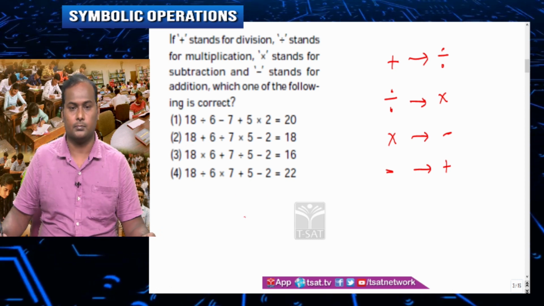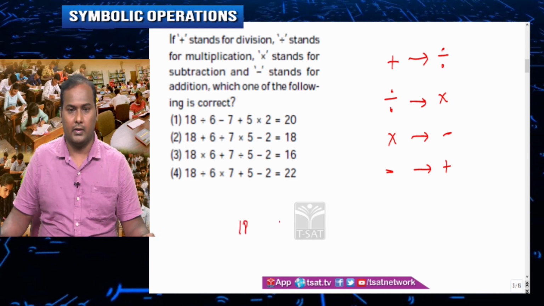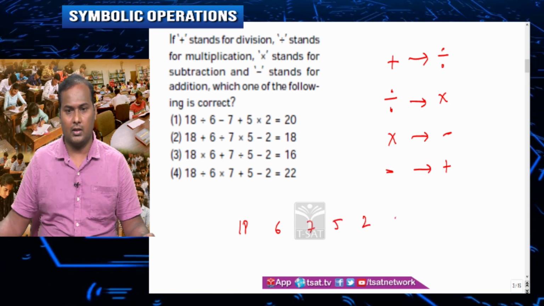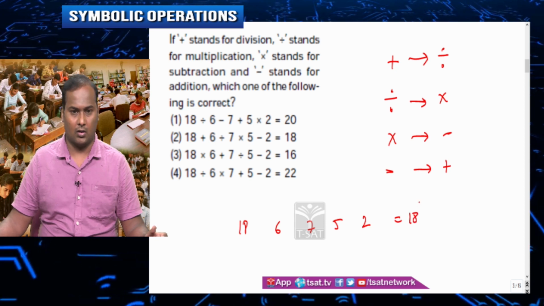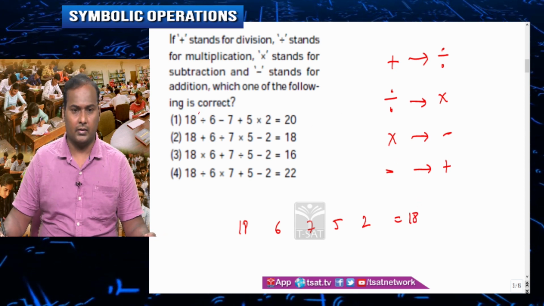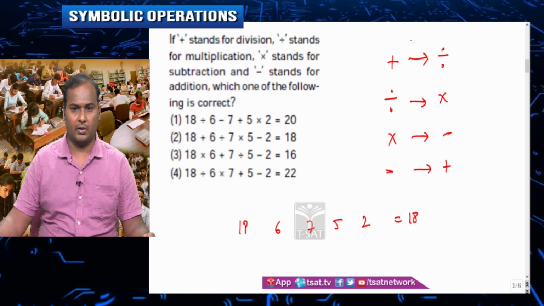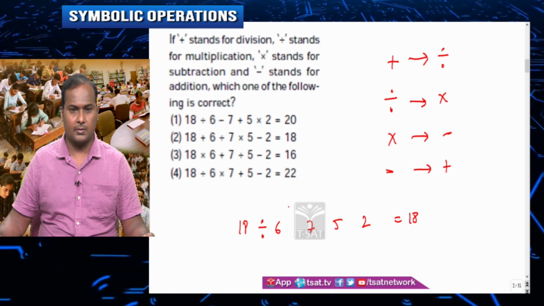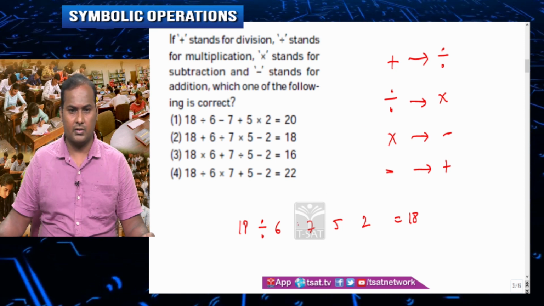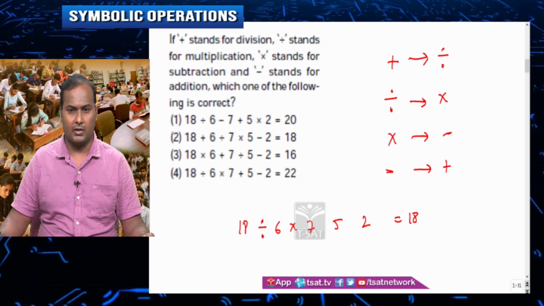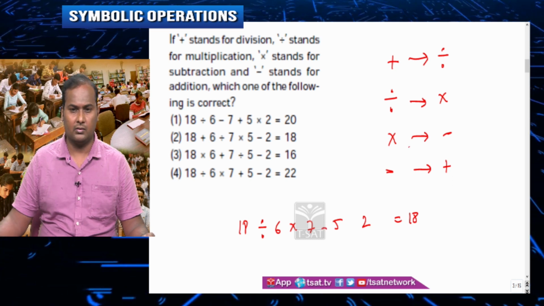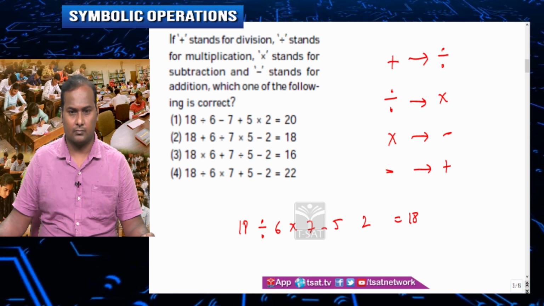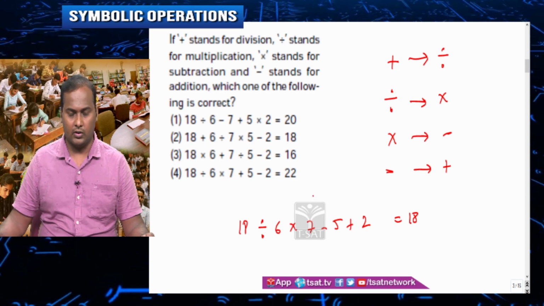Now come to option 2. In option 2 also, 18, 6, 7, 5, 2. Now you need to find out whether it is equal to 18 or not. So now see the symbol here. The symbol here is plus. So in the place of plus, you have to go with division. Then now you have a symbol of division here. So division means again multiplication. Again here multiplication. Multiplication means subtraction. Again you have subtraction. Subtraction means again here addition.